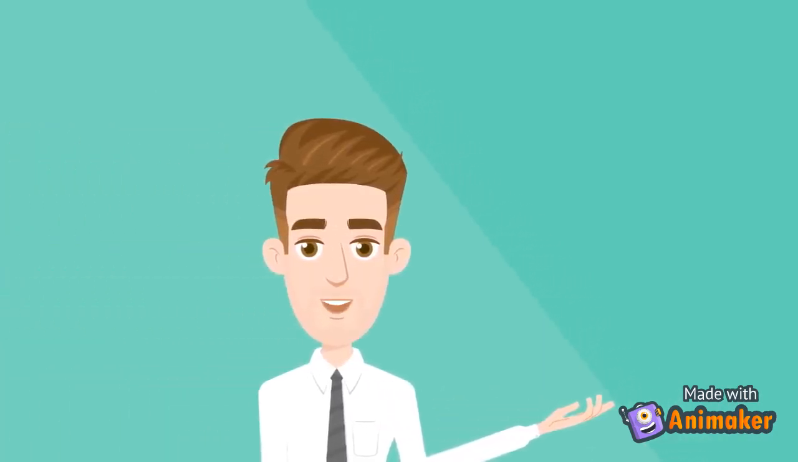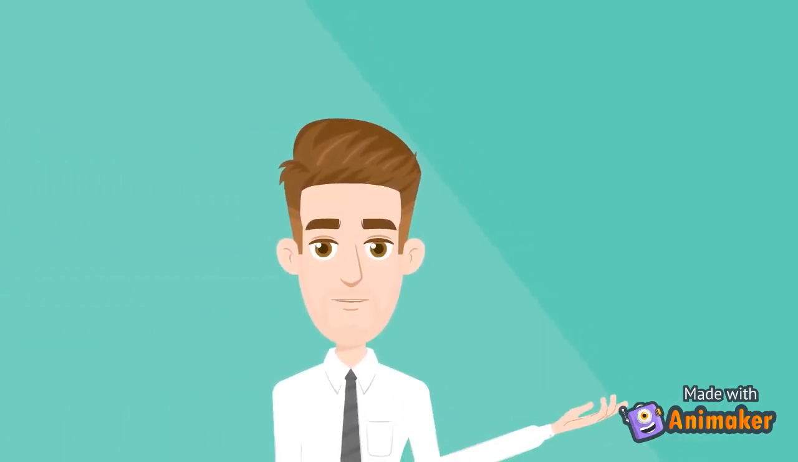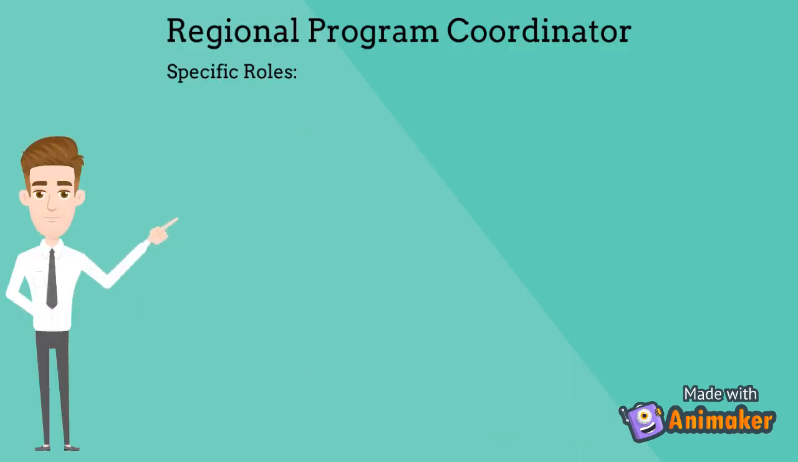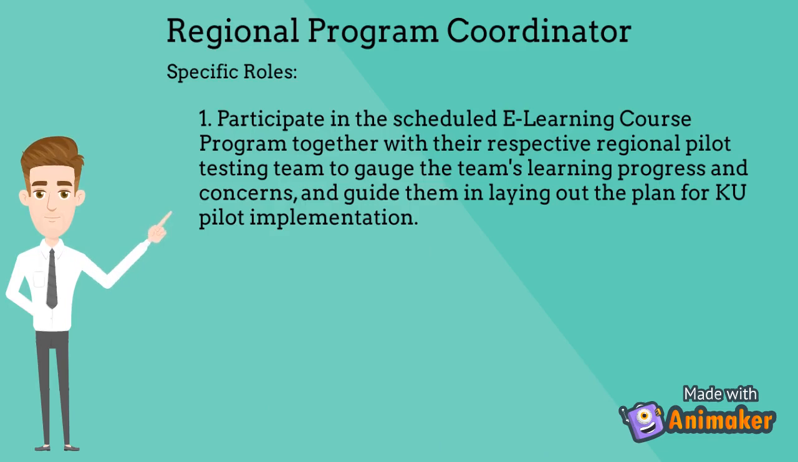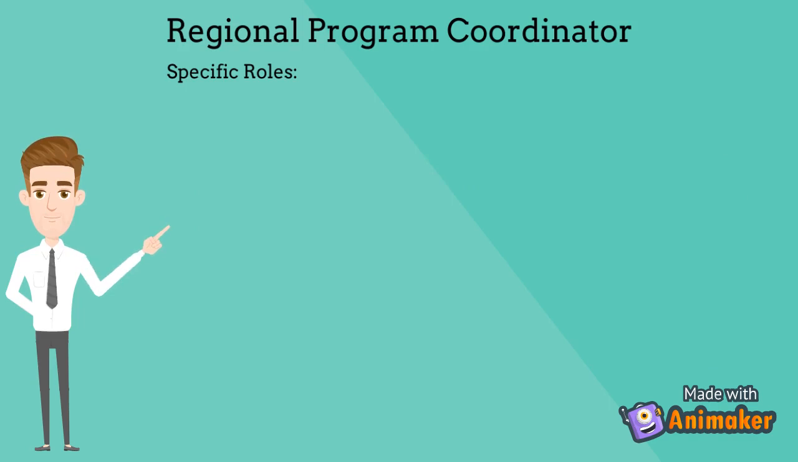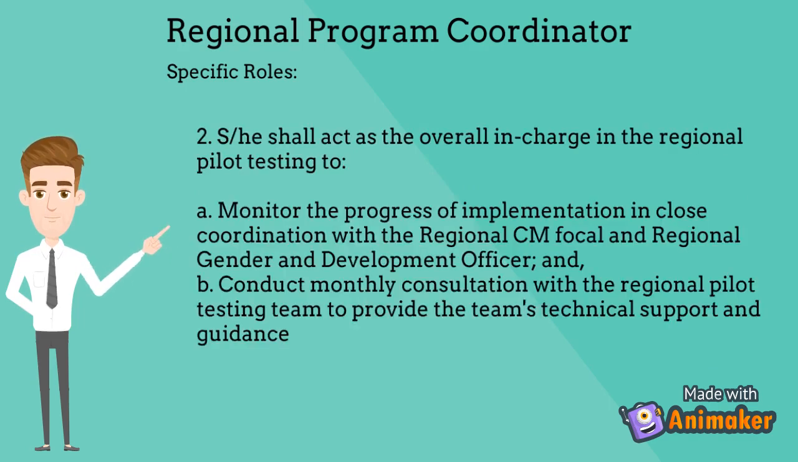The team will be headed by the Regional Program Coordinator as the operationalization mentor with the specific roles. Number 1, participate in the scheduled e-learning course program together with the respective regional pilot testing team to gauge the team's learning progress and concerns and guide them in laying out the plan for KU pilot implementation. Number 2, he or she shall act as the overall in charge in the regional pilot testing to monitor the progress of implementation in close coordination with the Regional Case Management Focal and Regional Gender and Development Officer and conduct monthly consultation with the regional pilot testing team to provide the team's technical support and guidance.